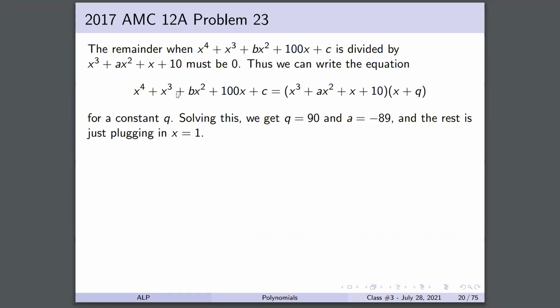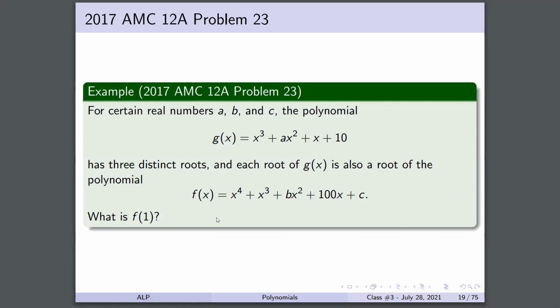So we can write this as g of x, which is just this, times x plus q, for some constant q. Now, if we solve this by expanding, we'll get that q is 90 and a equals negative 89. And then after we plug in 1, we can plug in 1 into here, and then we will get our answer.